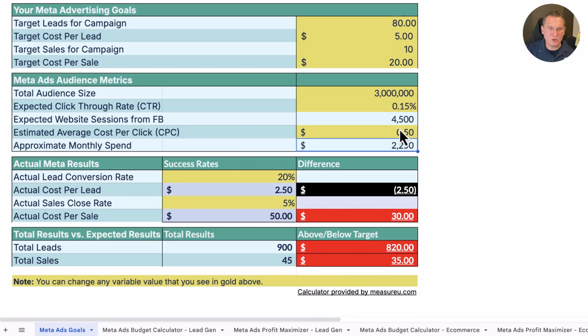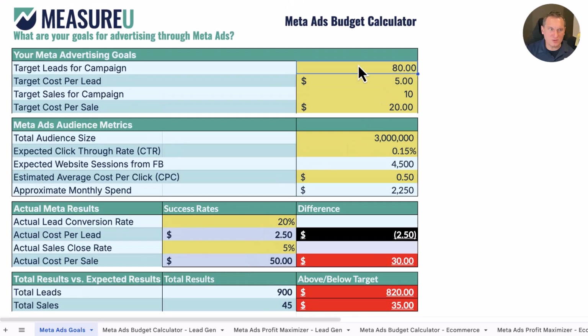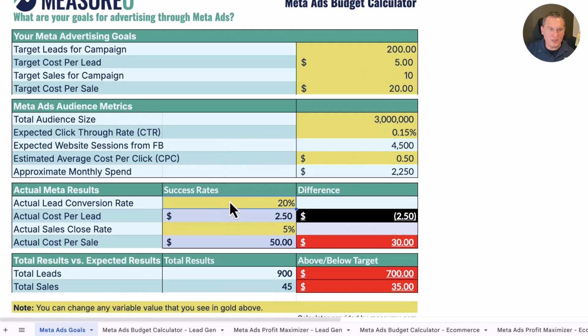Everything that's in gold here, you can change. So if you think that you want to get 100 or 200 leads, then with these other numbers, it means you're going to have to get a certain amount of people coming to your site in order to make that happen, right? So you're going to have to figure out what you're looking to do. This is what your expectations are, what your goals are. Then you put in your real numbers.